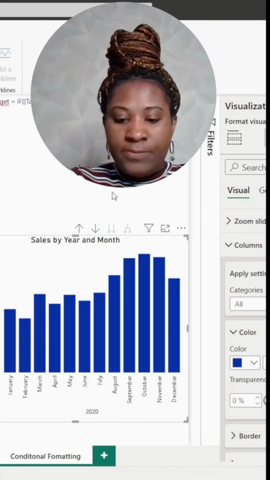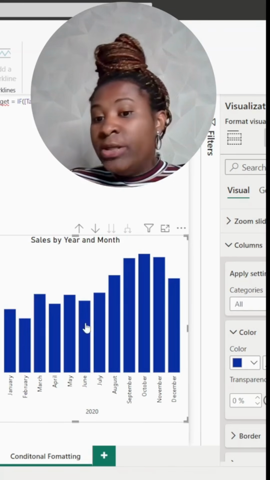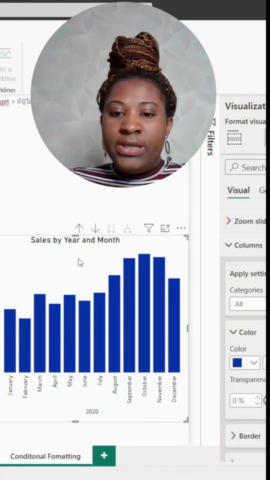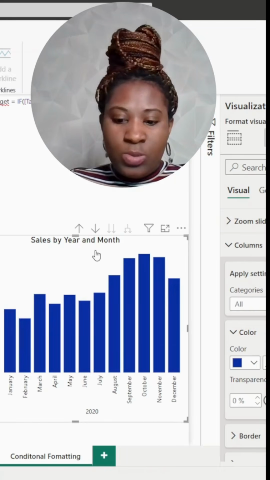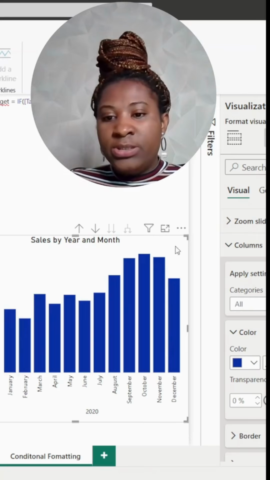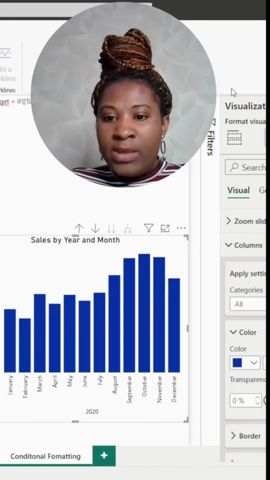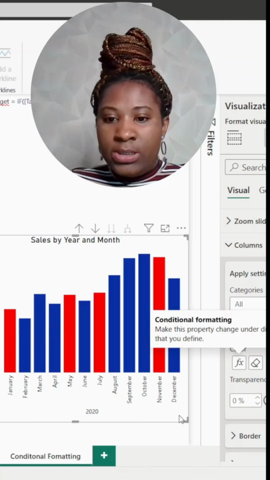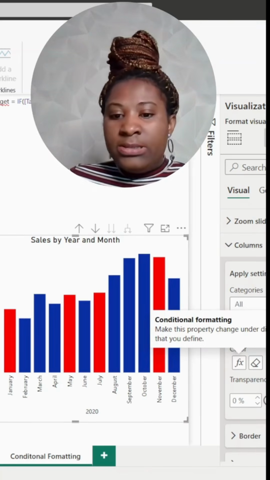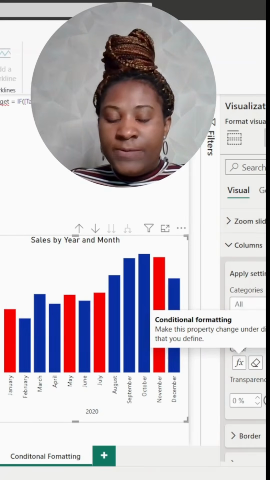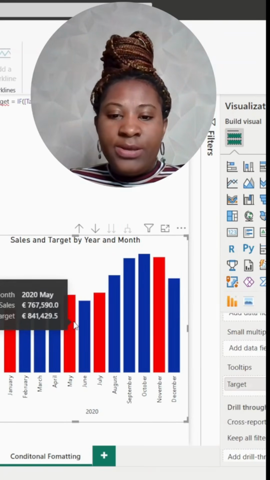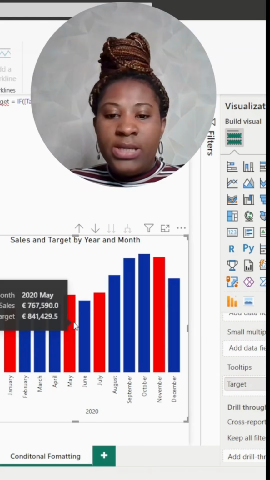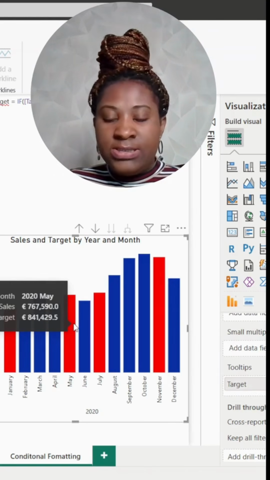the measure we created. So this is the measure that we created, and we are going to say if this is equal to the -1, which means the target was more than sales, which is a number, then we are going to make this red. Click on OK, and yeah, so this is how you would see. We see in the month of May our target was 840,000, whilst we had a sales of 767, which is lower.